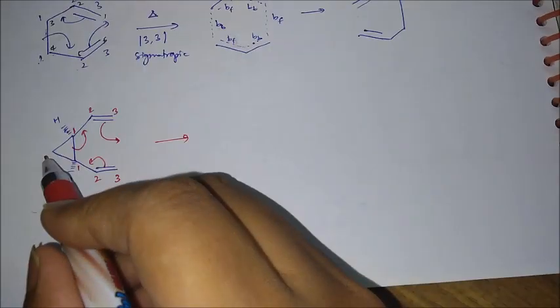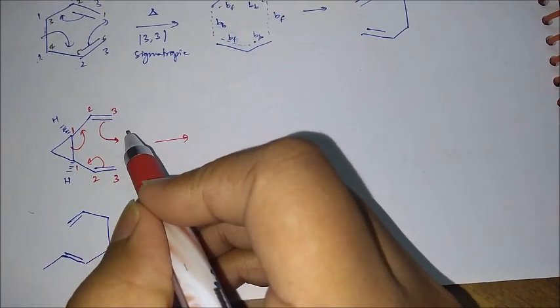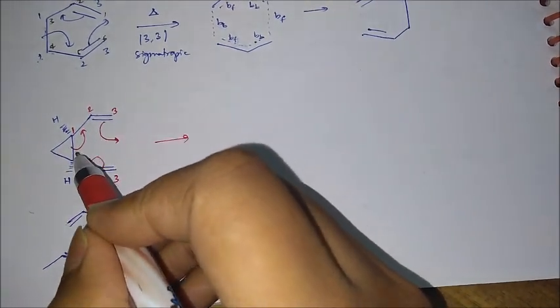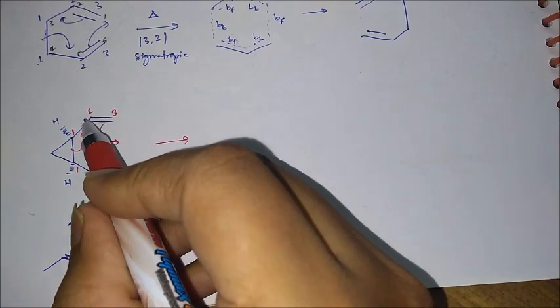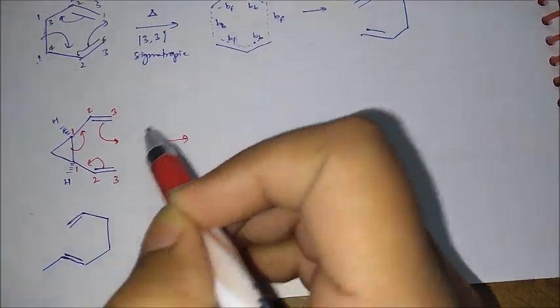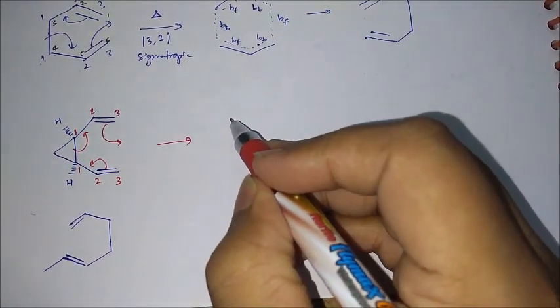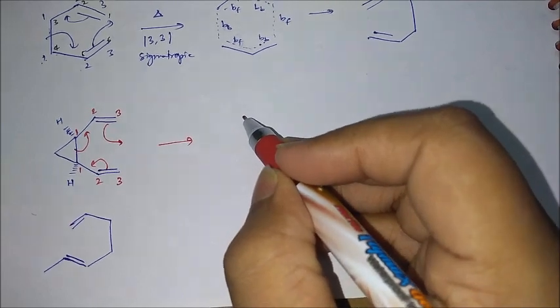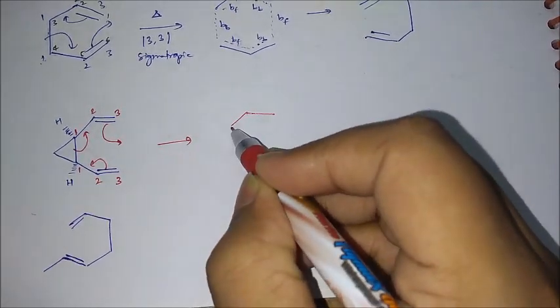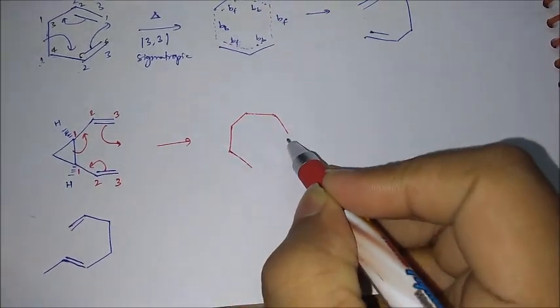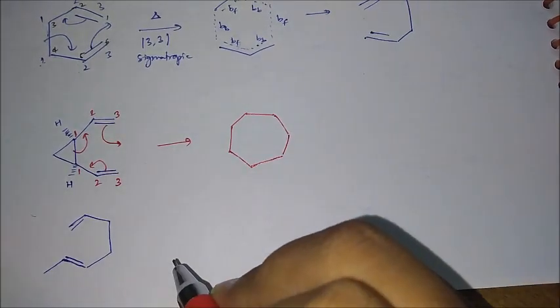I will get a cyclic compound. See how many carbons there will be: 1, 2, 3, 4, 5, 6 and 7. So there will be 7 carbons, and I'll form a 7-membered carbon ring.